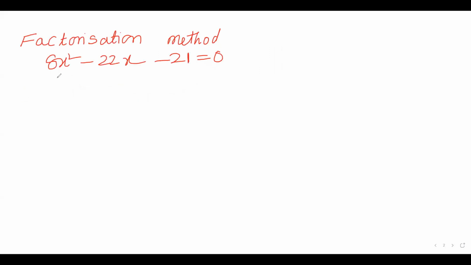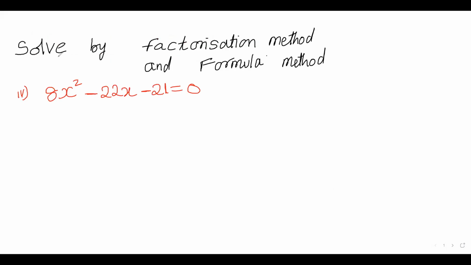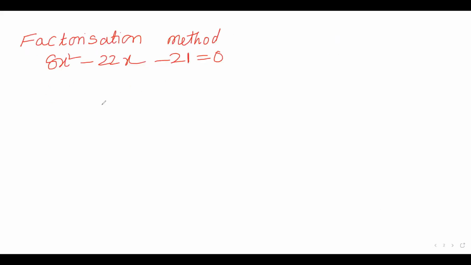Now, first of all, in factorization method, let us see the question. Solve the quadratic equation using factorization method and formula method. The given quadratic equation is 8x square minus 22x minus 21 is equal to 0. Let us start factorization method. In this method, we will have to multiply the first and last term, that is 8x square should be multiplied to minus 21.